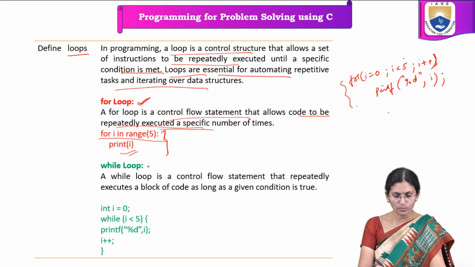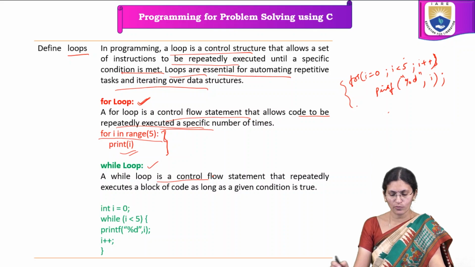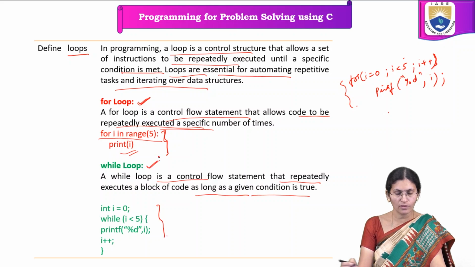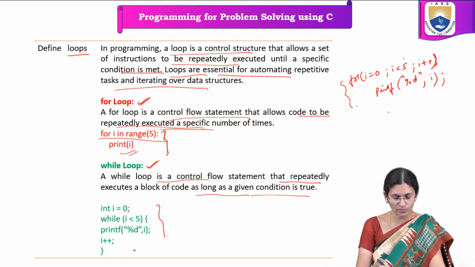Next one is the while loop. One more loop which we have in the C programming language is the while loop. This is also a control flow statement which repeatedly executes a block of code as long as a given condition is true. This is a piece of code implemented using a while loop. Suppose we want to print the numbers from I is equal to 0 to 4. That you can do by using this while loop.